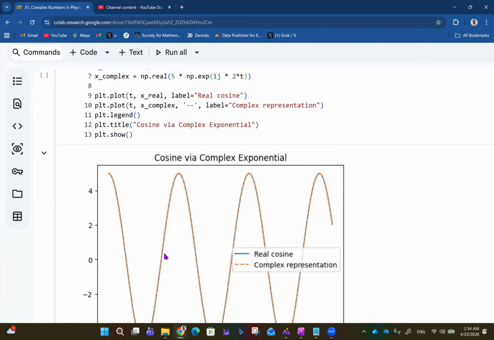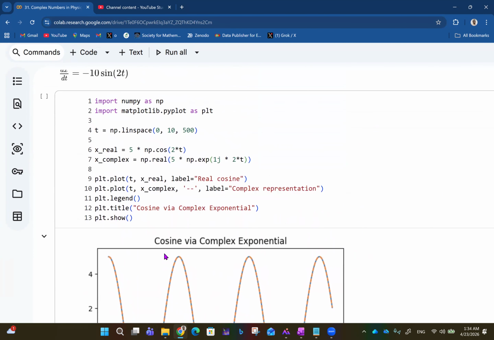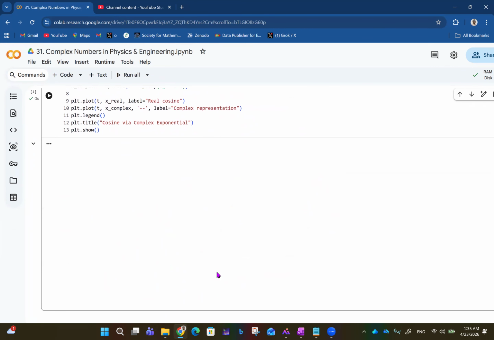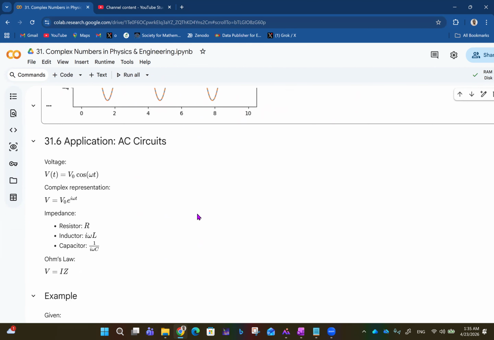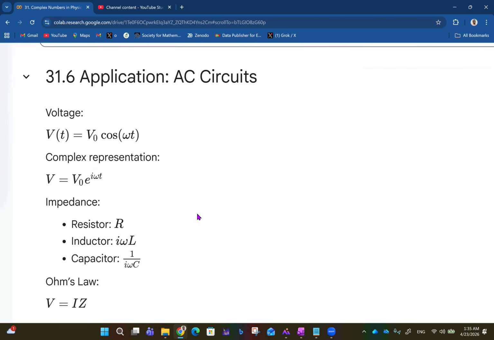We can have cosine via complex exponential, and we have the real cosine, and you see that they match perfectly, right? So if you talk about the real part of 5 exponential 2t, with the real cosine, everything is just perfectly aligned like that. So they are basically the same thing. So then we go to another application, which is in the area of AC circuits.